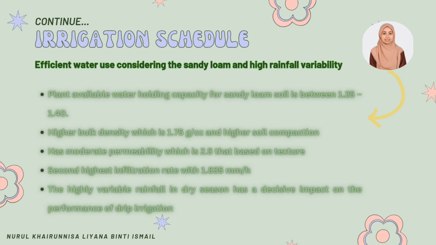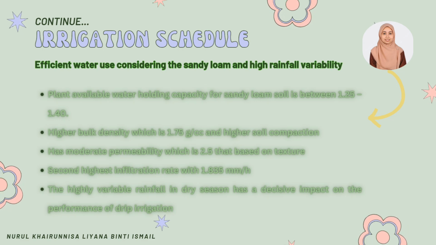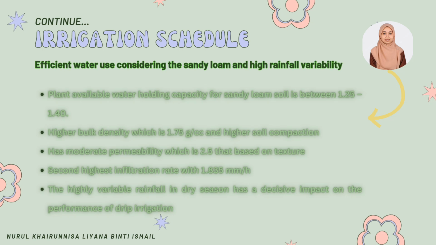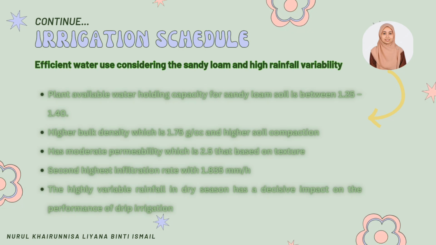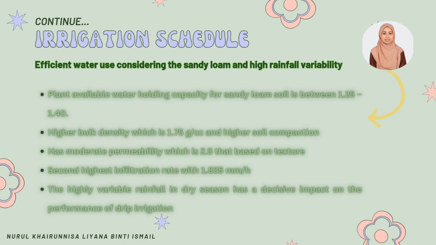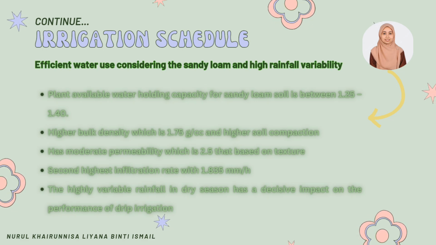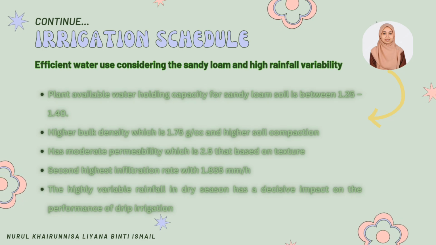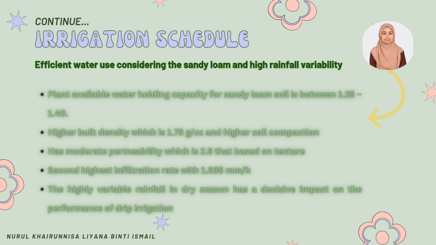Water irrigation with proper time management can keep the crop adequately watered at all times. Sandy loam soil also has moderate permeability, which is 2.5, based on texture. The water can move through the soil as much as 6 to 20 inches per hour. Sandy loam has the second highest infiltration rate with 1.835 mm per hour, behind the sand soil.